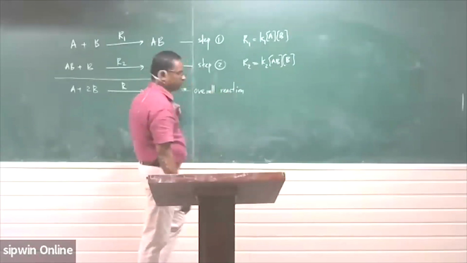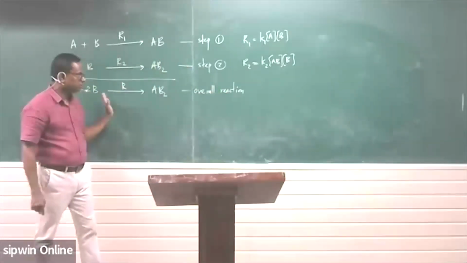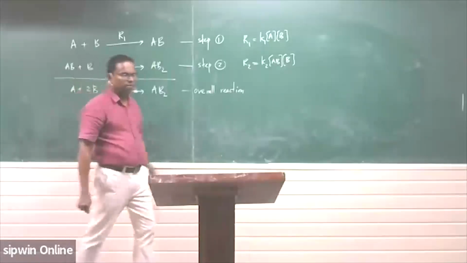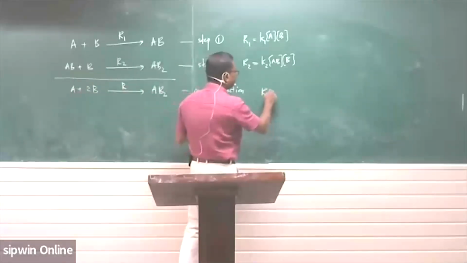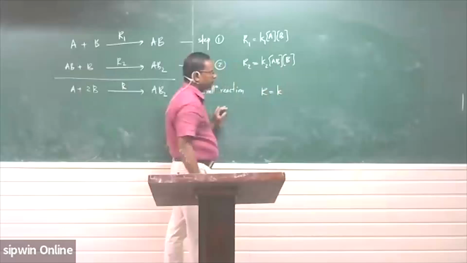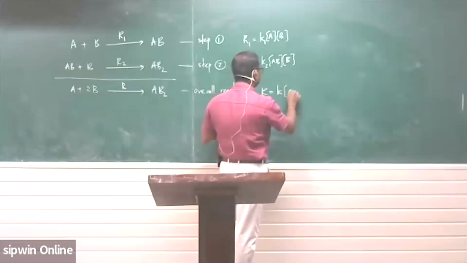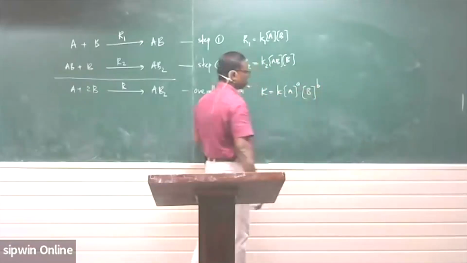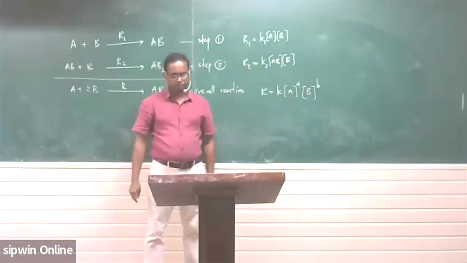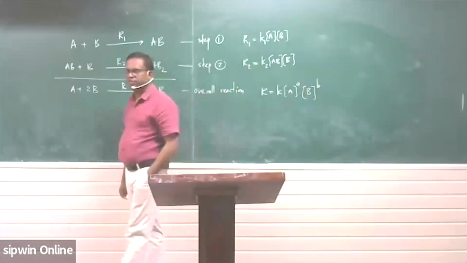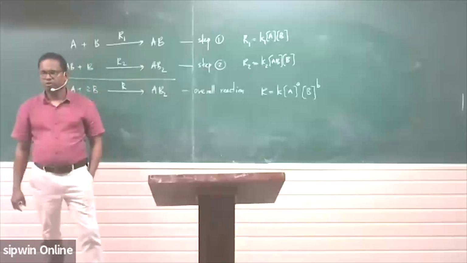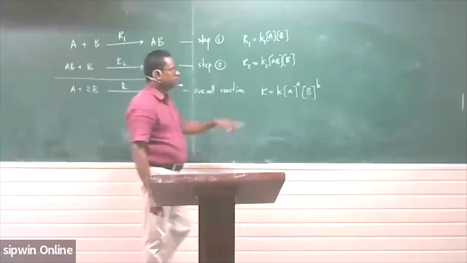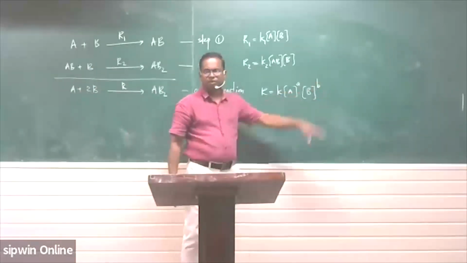Then the net reaction is here. In that one, the rate law, you write R equals K, A concentration, B concentration, simple A, simple B. But these orders, we don't know.